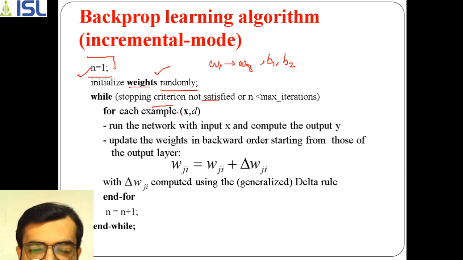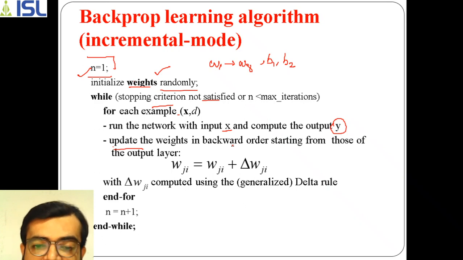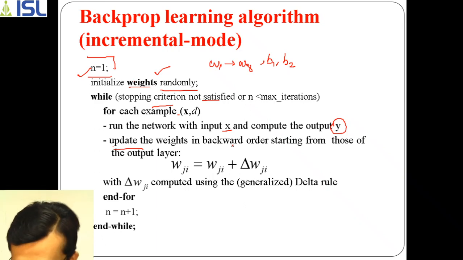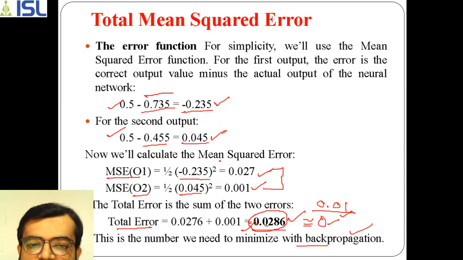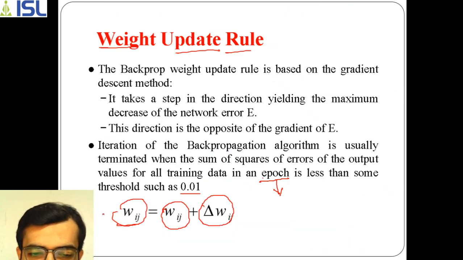What happens for each sample x? For each example x, we run the network by taking the input x and calculate the output y. If there is a change in the weight, we have to update the weights in backward order. The term here is backpropagation, in the sense that whenever you are getting 0.5 and actually the output is 0.7, it goes back again, backward in direction, and the weights will be adjusted like this.